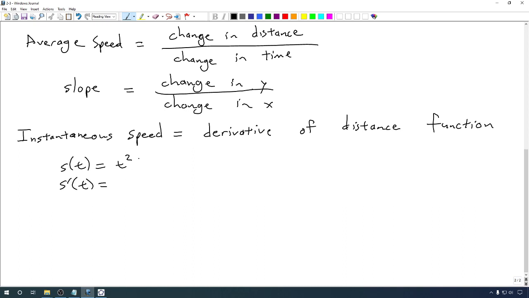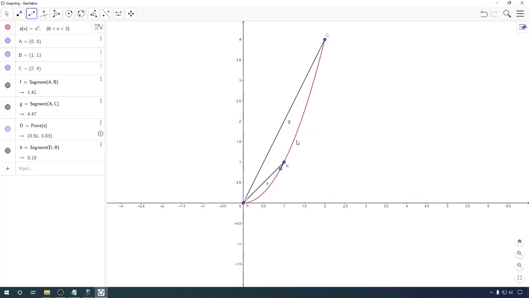If you don't remember, this is a power of t, or you could say a power of x if we were using x instead of t's. But we bring down that power of 2, and then we reduce the power by 1. Of course, t to the first power is just t. So our derivative here is 2t. That means that, say, at time 1, our speed is actually 2 miles per hour. We're traveling at 2 miles per hour exactly at the point t equals 1.